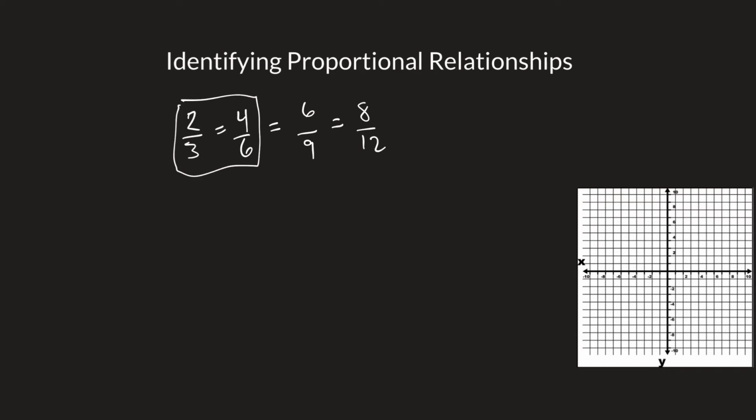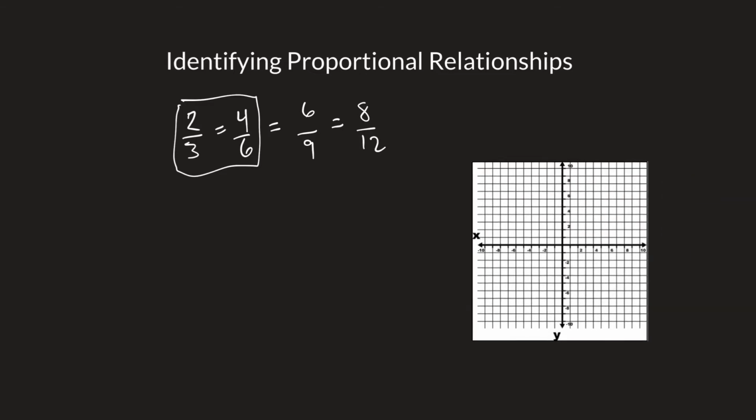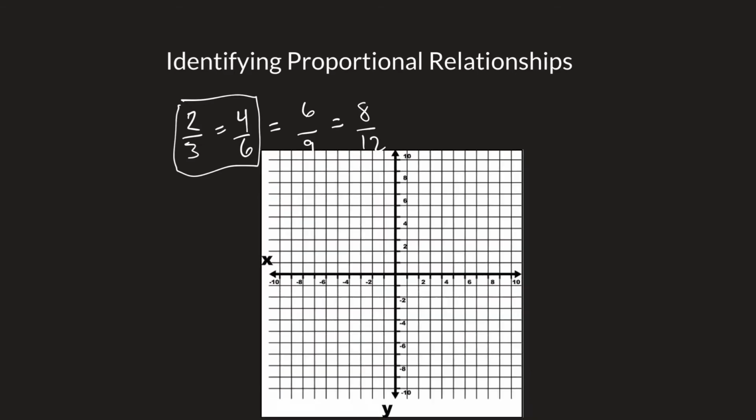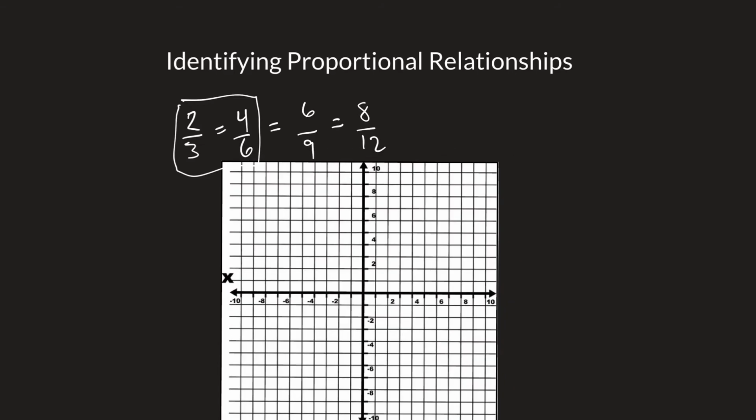Now, I have this graph here, and I'd like to show you something interesting about proportional relationships. I'm going to make this a little bit bigger. And if I consider all of these to be my x numbers and all of these to be my y numbers, then I can make ordered pairs, such as x is 2 and y is 3. So if I go x is 2 and y is 3, then I would place a dot right there.